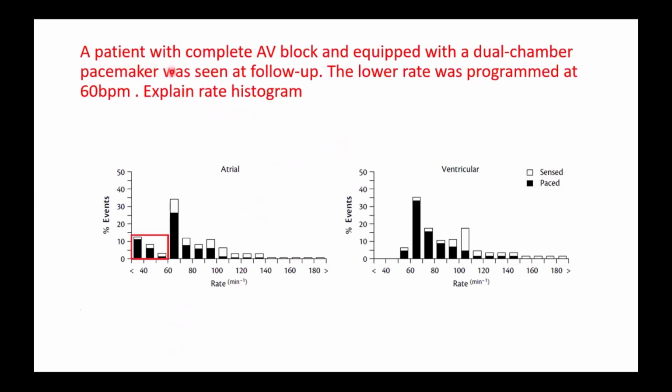So this was a patient with complete AV block. This is actually a very difficult question also. We programmed the lower rate interval at 60 beats per minute, and when we evaluated the atrial rate, we noticed this. There is atrial pacing at this low rate.